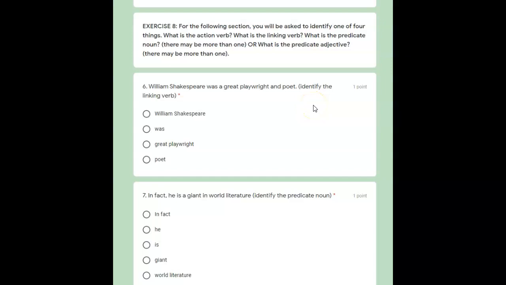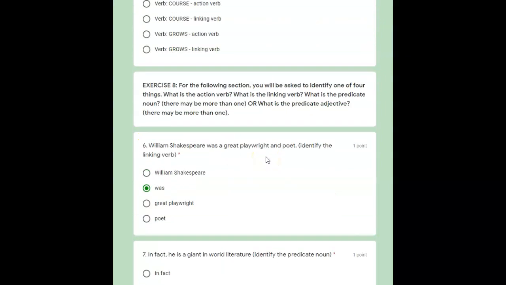Identify the linking verb. So who or what is the sentence about? William Shakespeare. What did he do? Well, he was. He was what? He was a great playwright and poet. Playwright and poet connects to William Shakespeare. The middle connecting word, our linking verb, would be was.